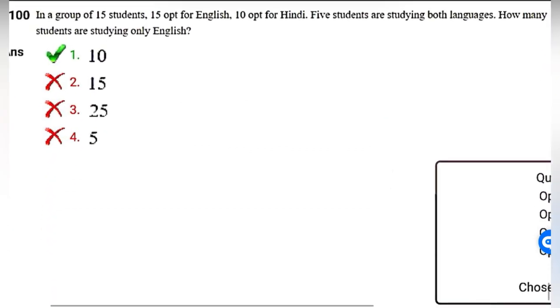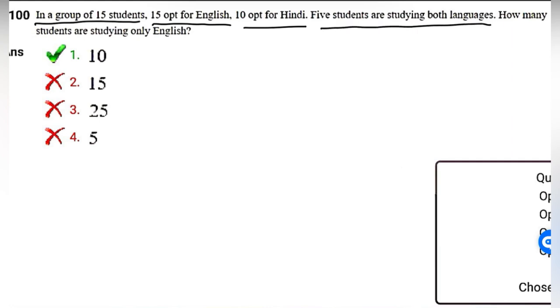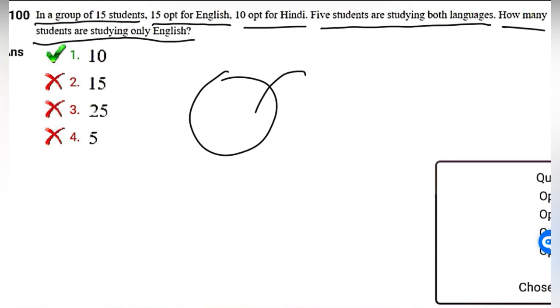In a group of 15 students, 15 opt for English, 10 opt for Hindi. 5 students are studying both languages. How many students are studying only English? Let's find it using a Venn diagram. It is Hindi and it is English. Let it be A, B and C.